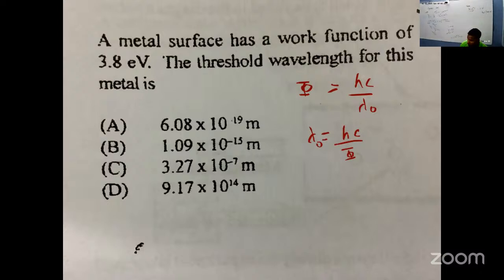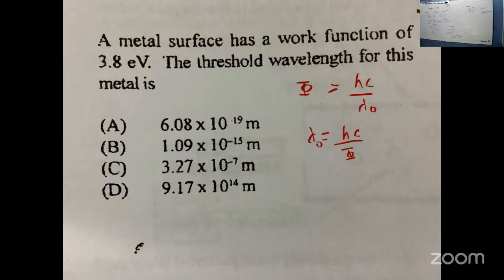What variable do I substitute the EV into? I understand I have to convert it to joules, but I don't know. So the 3.8 converted is a joules value, and that's now your work function.